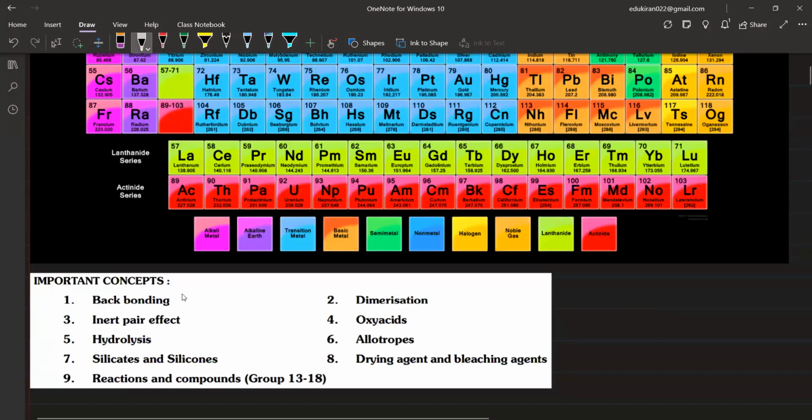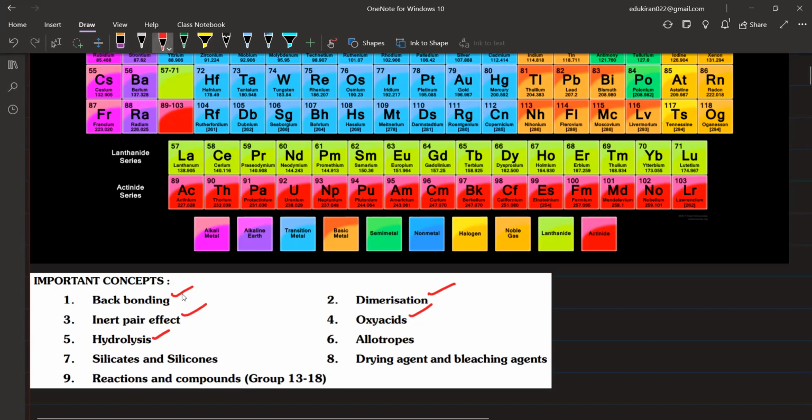The conceptual part is back bonding, dimerization, inert pair effect, oxy acids of the p block elements, then the reaction of hydrolysis. This is again conceptual. इसमें आपको concept लगेगा. It is not कि आप सारे reaction याद करने पड़ेंगे आपको. ठीक है. So there are few types of reaction जो इसके बारे में हम बता देंगे. Then all of these topics are what? These topics are conceptual topics.